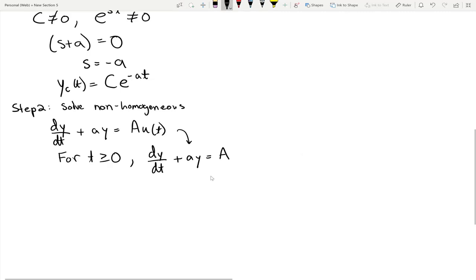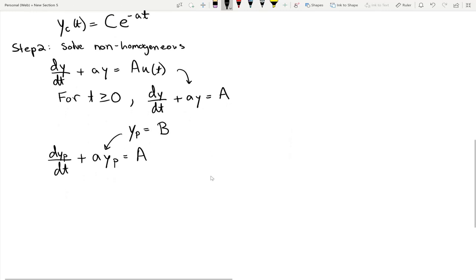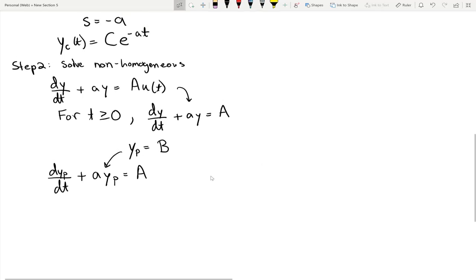I'm going to guess that my particular solution is equal to b, a constant. I'm just going to plug that in and see what happens. So I have dyp by dt plus a yp equal to A, and I plug in my guess. Now, why did I pick a constant? I call this the method of undetermined coefficients because I have one coefficient that I don't know. It's undetermined. Why did I guess a constant?